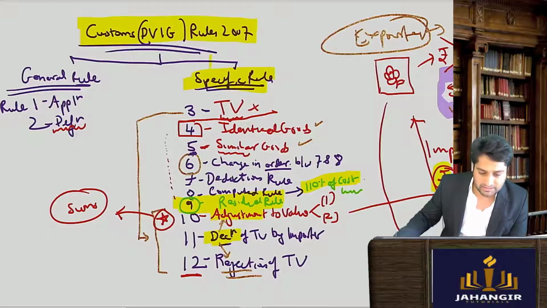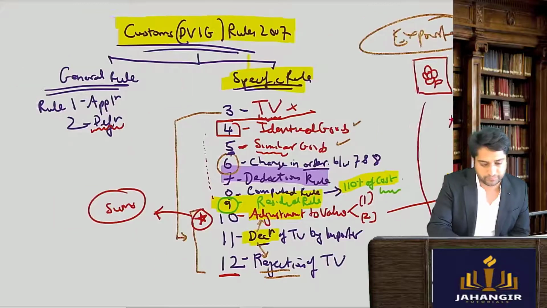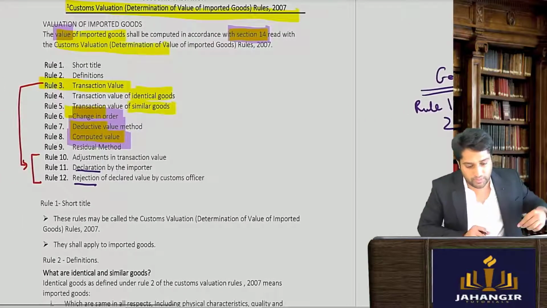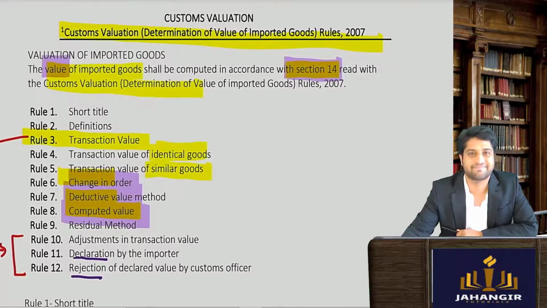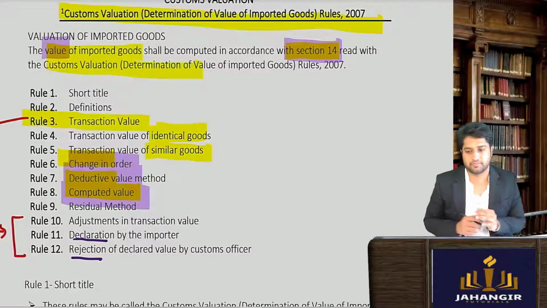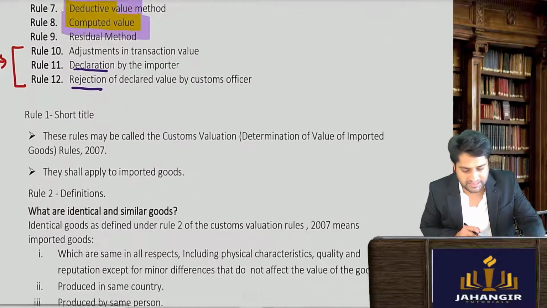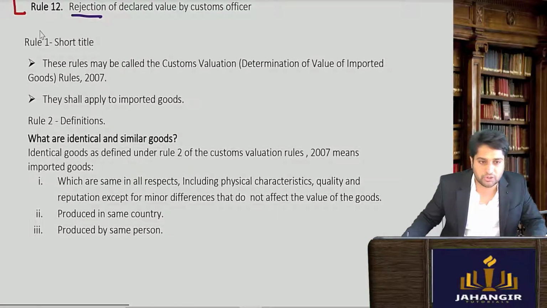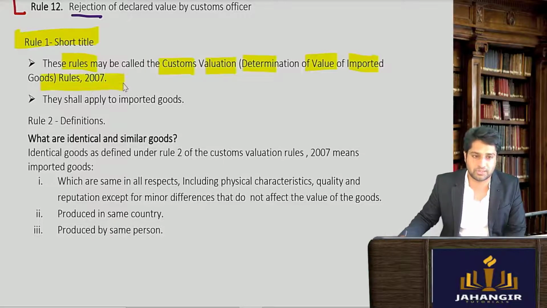Here we are still going to talk about deducted value in detail when we do the rules. So now let's quickly get into the provisions. Now we'll go into the details of the rules, which are very self-explanatory. Rule number 1 is the short title. When I say short title, it means it will tell you what the name is, what this rule should be called. So these rules may be called the Customs Valuation (Determination of Value of Imported Goods) Rules, 2007.